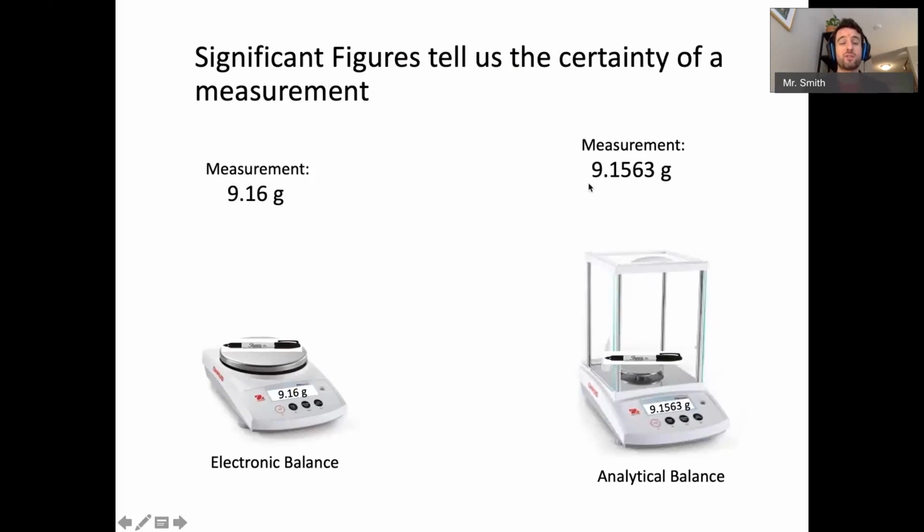They have a different degree of certainty. If we take the electronic balance, for example, this scale is certain only about the first three digits of the measurement. So it knows that the 9 is certain, and it knows that the 1 is certain, and it knows that the 6 is certain. We would say that this has three significant figures.